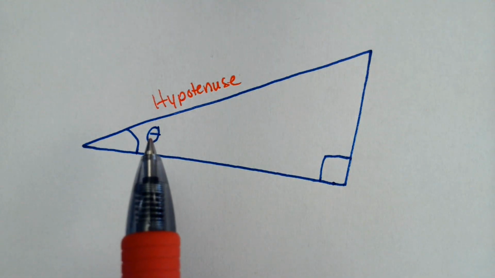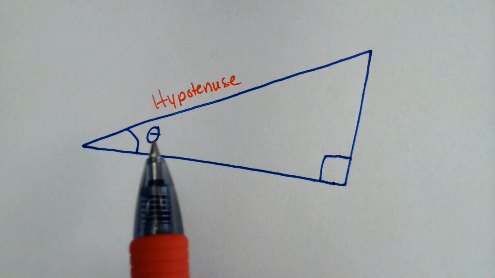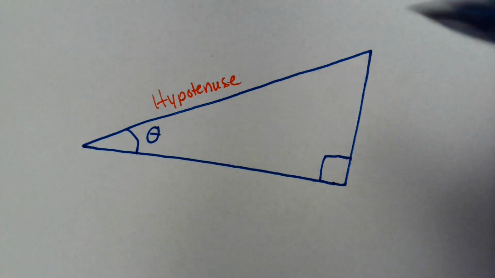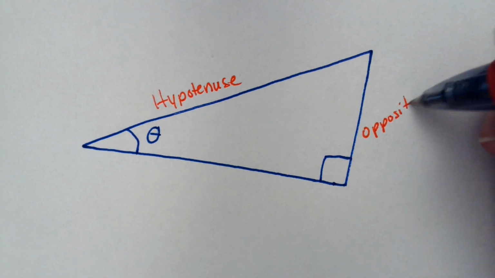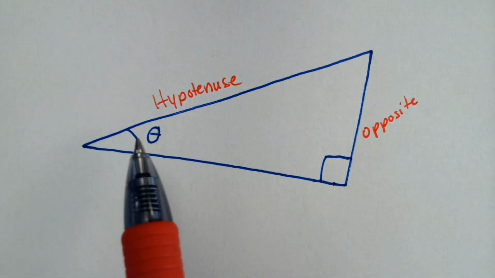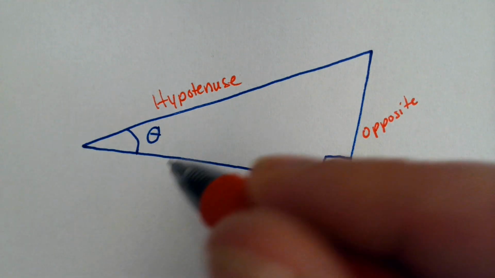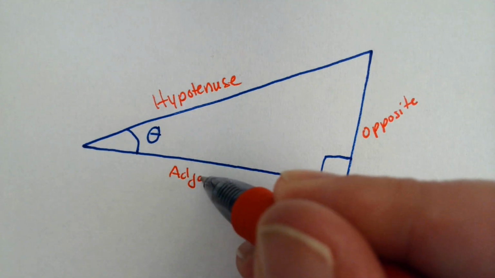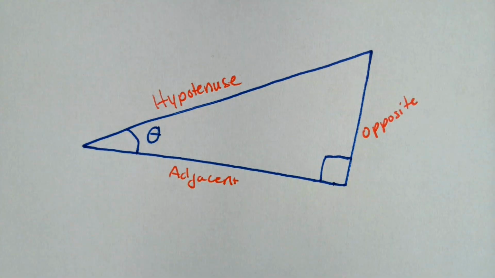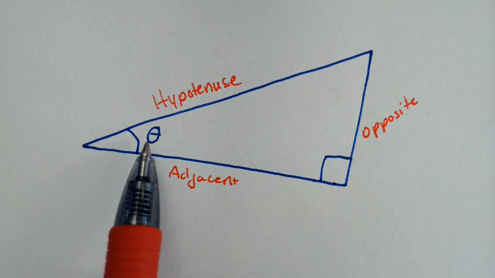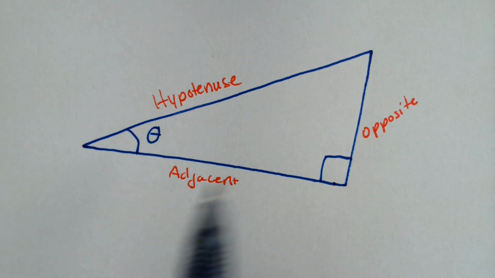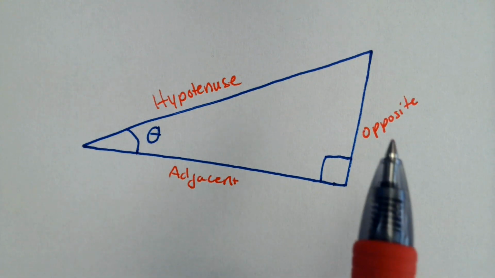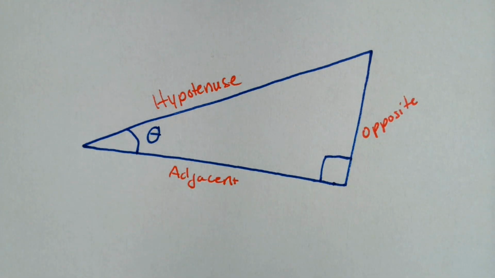The side opposite the angle is over here. You go straight across to this side. This is opposite. And then the side adjacent to the angle would be this side. Adjacent means touching or next to, so it's always the side that is touching or next to the angle theta. Hypotenuse is always across from the right angle. Opposite is across from the angle.